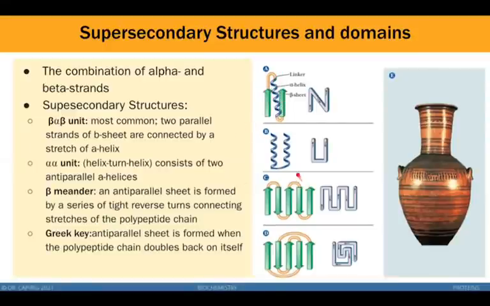For the alpha alpha unit, we also call this helix turn helix. It consists of two anti-parallel alpha helices. Okay, for this one there are no beta sheets.